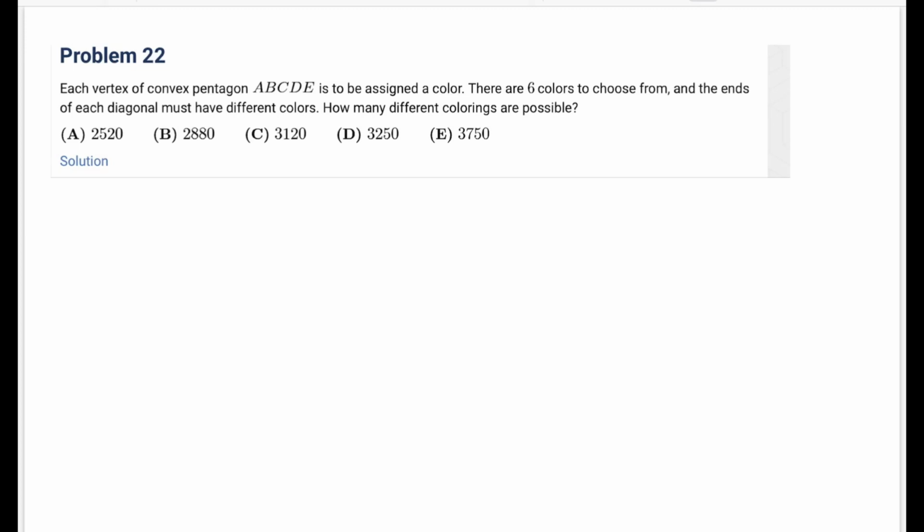Okay, so there's a pentagon A, B, C, D, E, but then the diagonals must have different colors, right? So what's important are the diagonals, and the diagonals are like these. So these must have different colors. And so let's discard the outward edges, and let's just focus on this star-shaped thing.